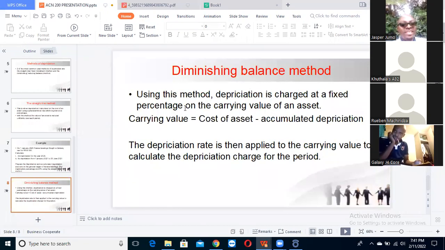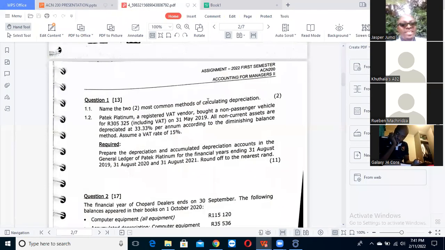So that's it to talk about the diminishing balance method. I would like to make more points by illustrating with an example. The example that we are going to be using is your question number 1 on your assignment. So it's a bonus for you today.